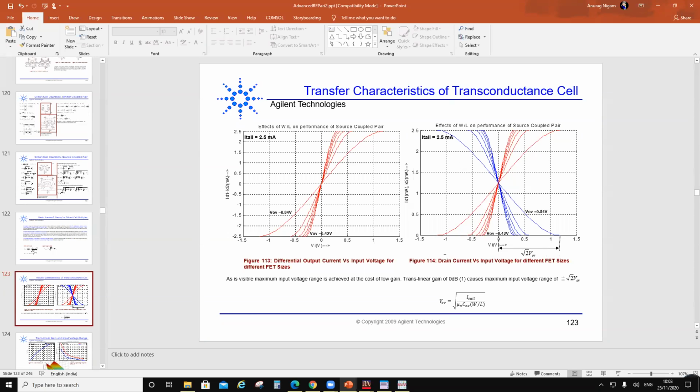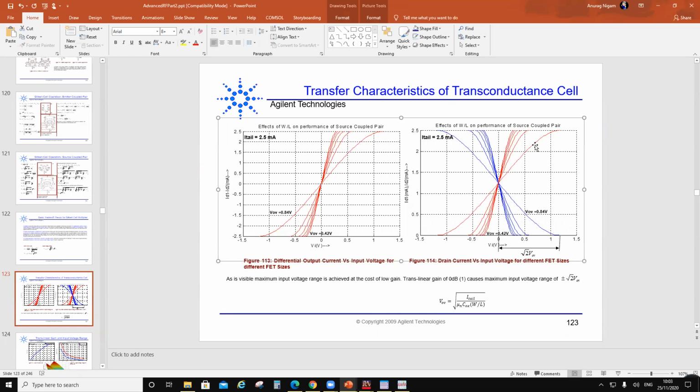So if you increase the input voltage range, your gain is anyways going to drop because you are operating from a certain tail current, right? So this curve has a lesser gain than this curve, right? So conversion gain is going to be sacrificed anyways, whether it is I tail or W by L. You are working with V overdrive, you are increasing V overdrive, so you will be doing this at the expense of conversion gain.